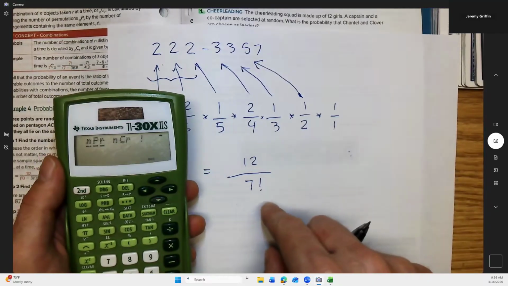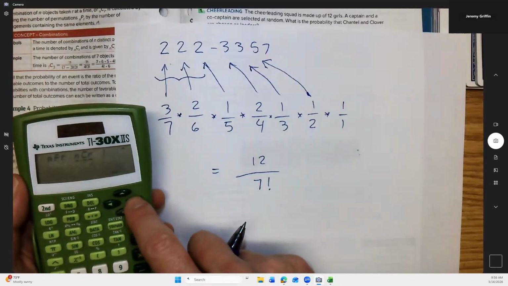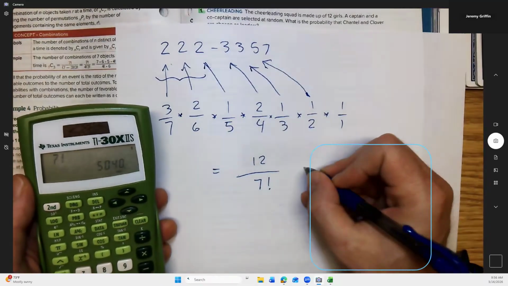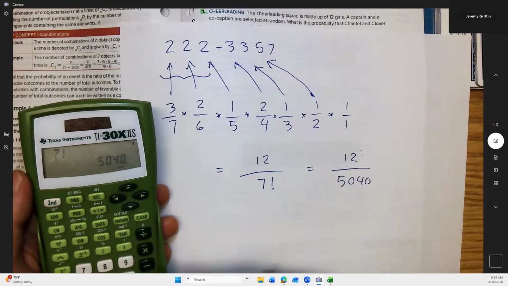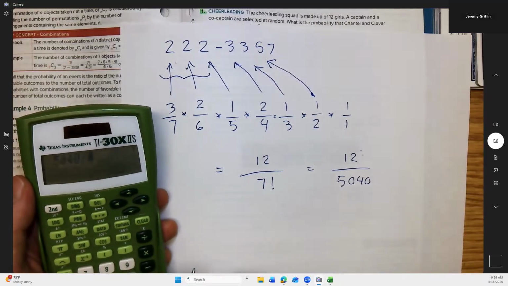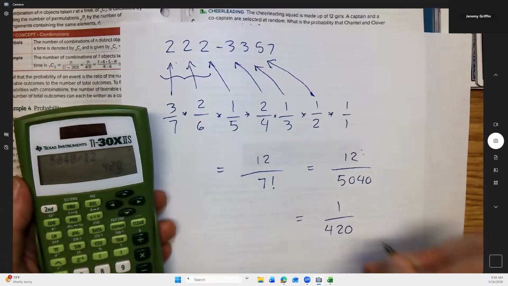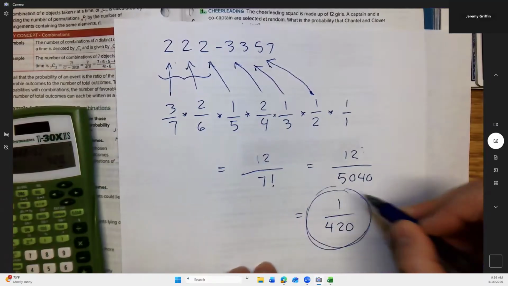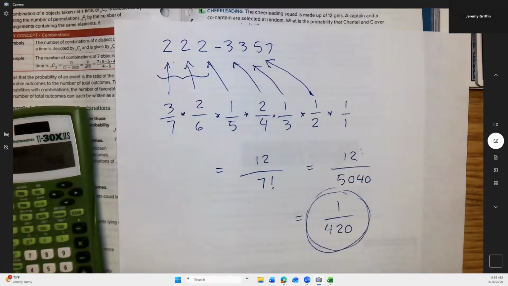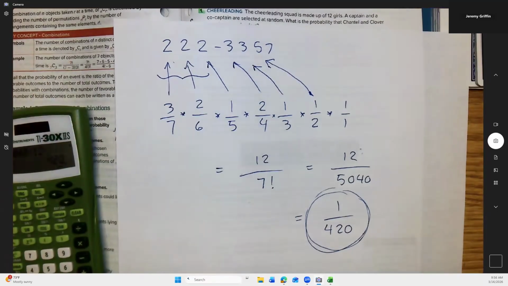You guys know 7 factorial is 7, 6, 5, 4, 3, 2, 1. I'm going to try the factorial and see what it tells me. So this is 12 out of 5,040. If I divide 5,040 by 12, that cleans up to a 1 out of 420 chance. That was the book answer right there. So if you scatter these digits around and pull them out of a hat, the chance they land in exactly that order is 1 out of 420.